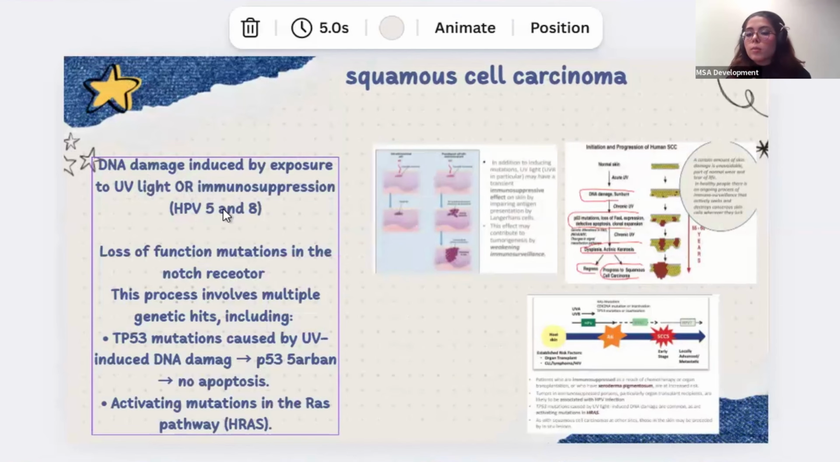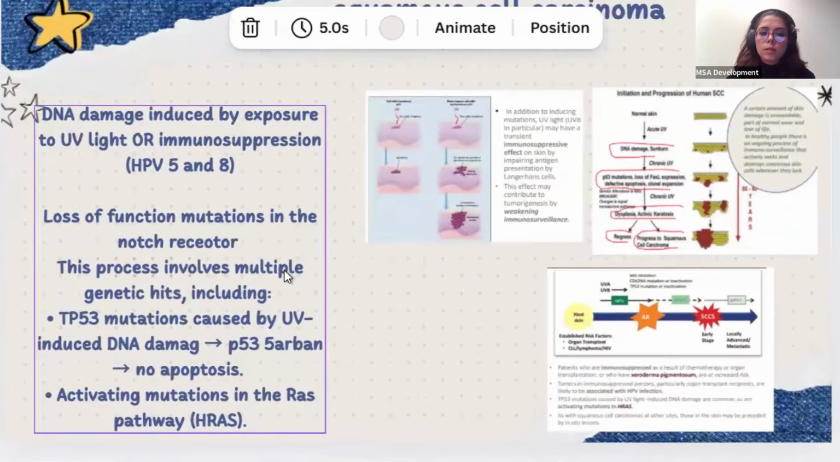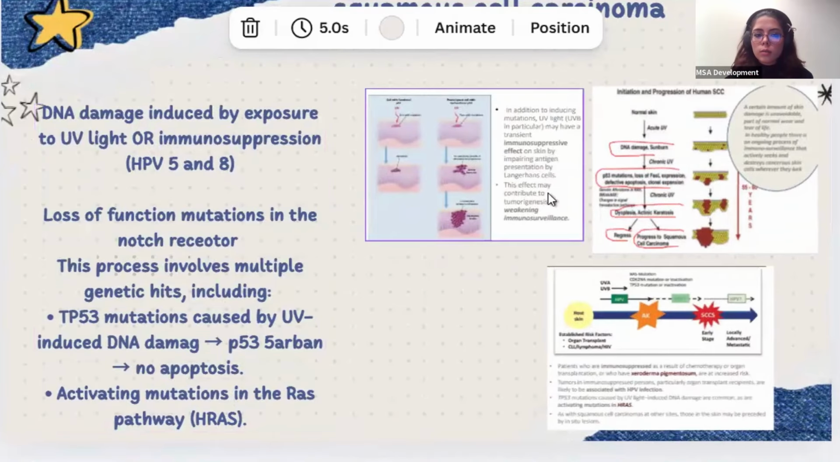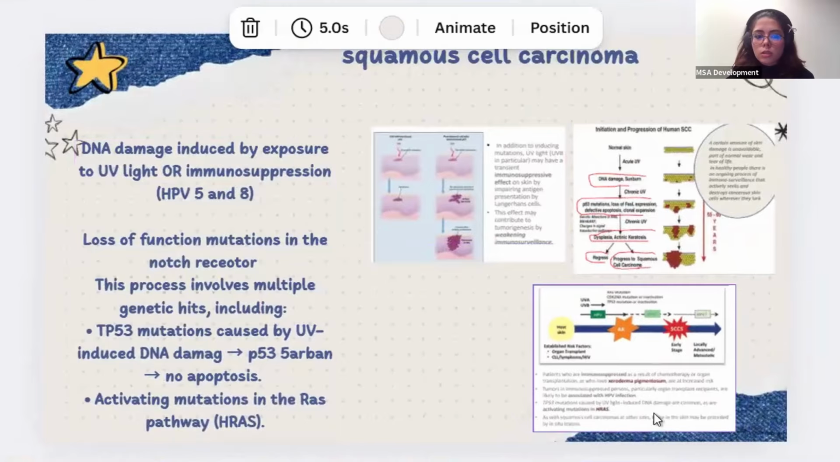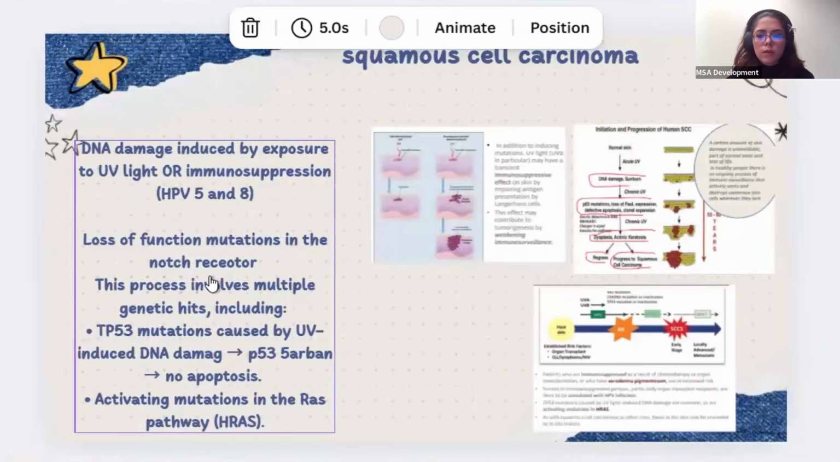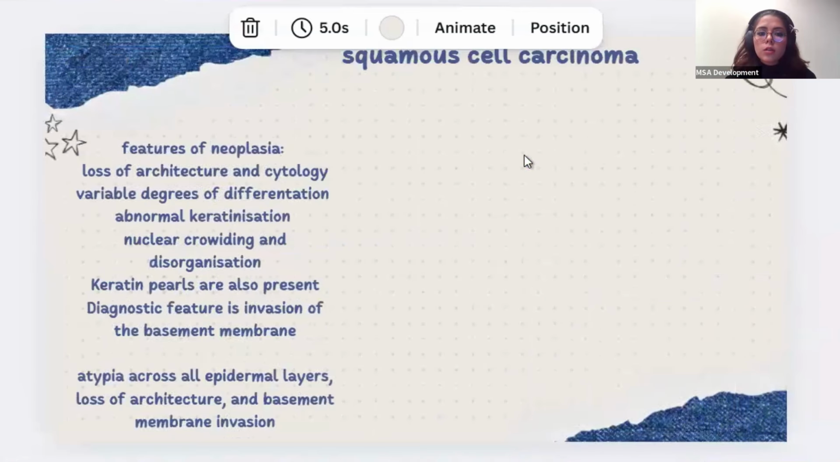Okay, and human papilloma virus 5 and 8. Okay, it's a loss of function mutation in the Notch receptor, TP53 mutations. The P53 is off, there's no apoptosis. Added for completion, HPV 5 and 8 is important. Okay, should just keep that in mind. And maybe TP53. On that note, go get vaccinated. They're giving out the HPV vaccine for free.